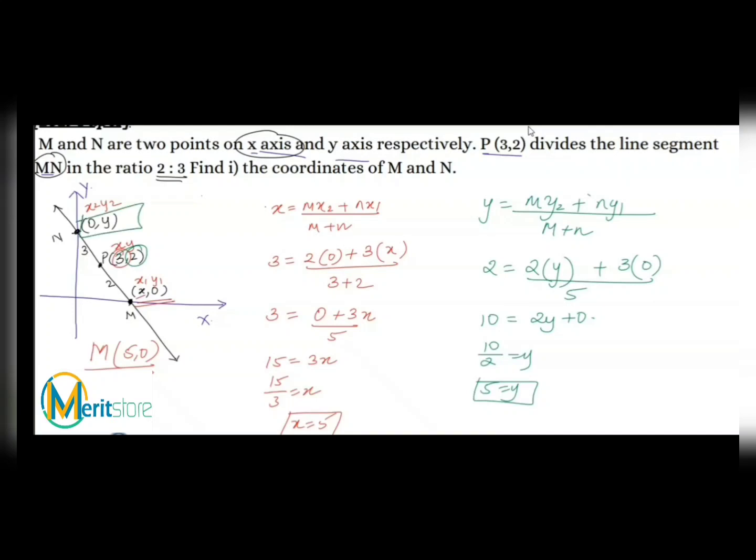So here this was for n. So the n coordinate becomes (0, 5). That's our answer.